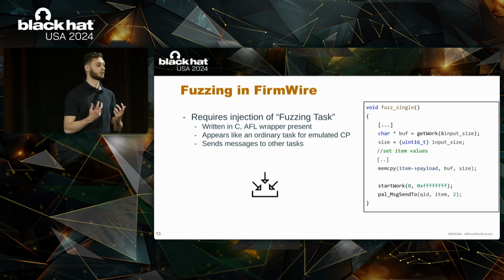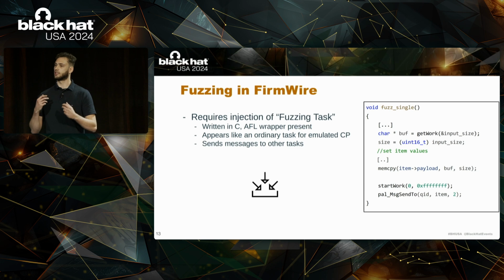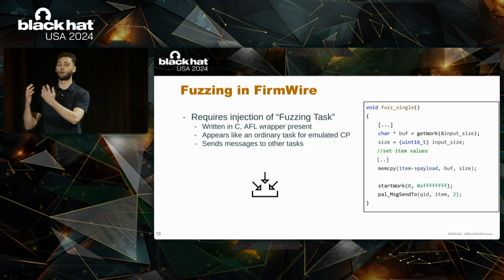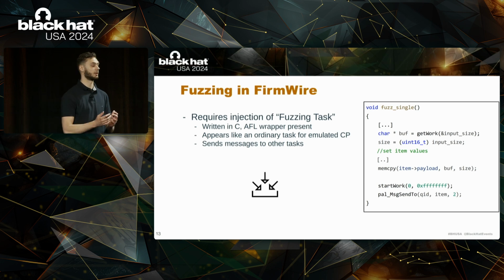We also have the fuzzing step itself. The fuzzed input, we get that from AFL. It's really similar to the initialization step, but now we have a memcpy of our fuzzed input into the item struct. Then we again use pal_message_send_to to send our fuzzed input to the task that we're interested in.